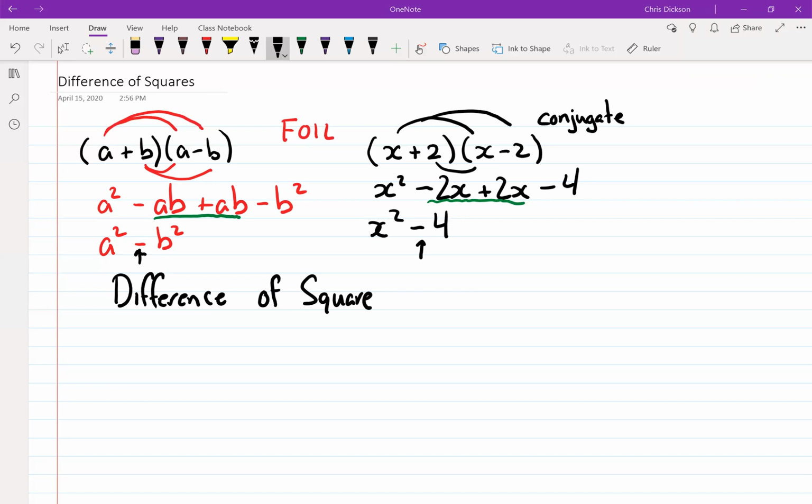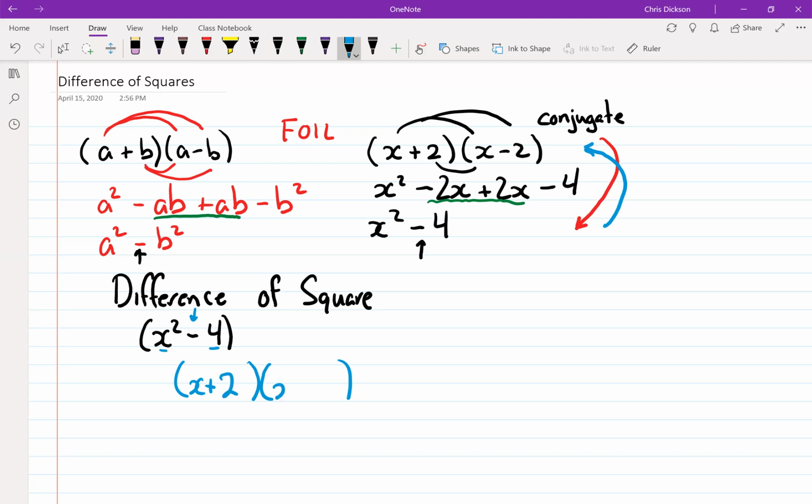So difference of squares. Difference meaning subtraction, squares meaning a perfect square. So 4 is a perfect square. Square root of 4 is 2. So if we are looking at a pattern that's x squared minus, say, 4, we know we can do the opposite of expanding, which is what this was. So we expanded it to that. If we were to factor it, we would be going the other way, back to that. So since this is a difference, and those are perfect squares, we can factor this into two binomials, x plus 2, x minus 2.